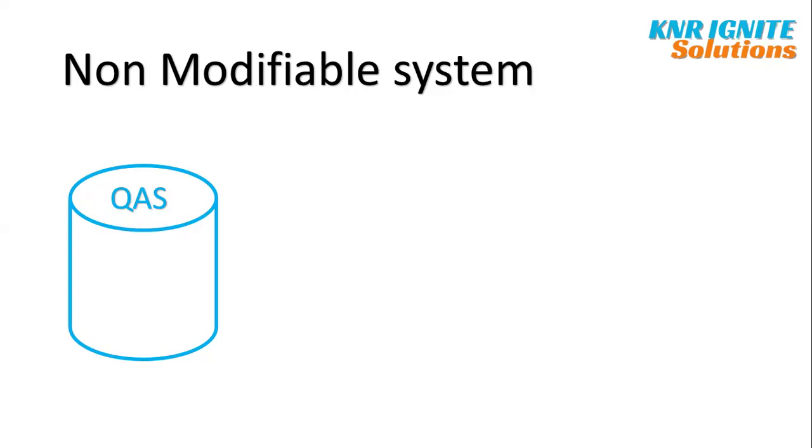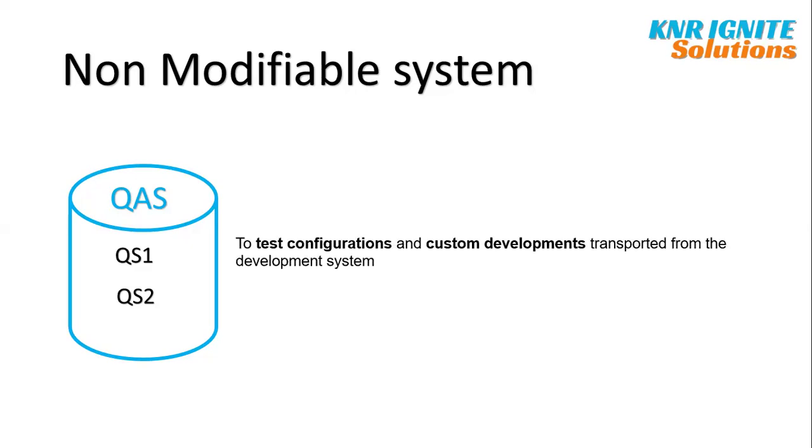So majorly we use this quality system to perform various testings. You will have quality system 1, QS1, and also QS2, in case you want a proper segregation of everything. In these systems you will be performing various testings on the configurations we have done, any customizations, or any new developments. Each and every thing will be tested here after transporting all the configuration from development to quality system.